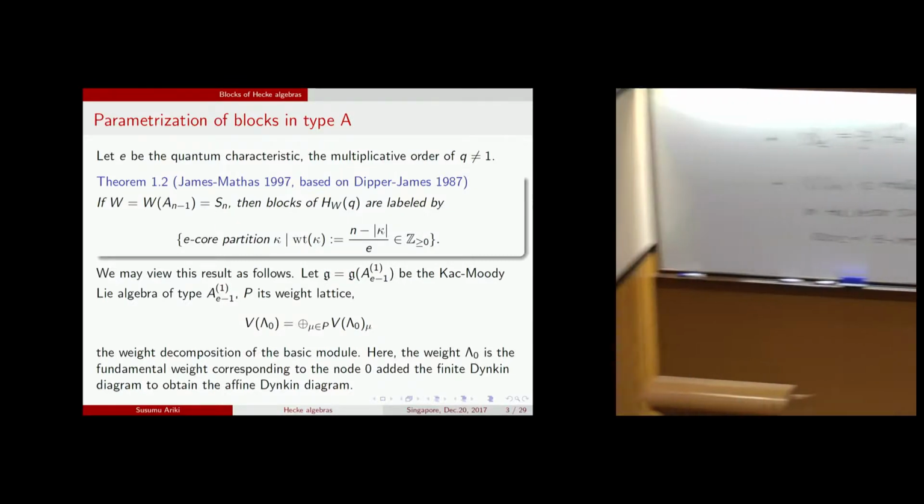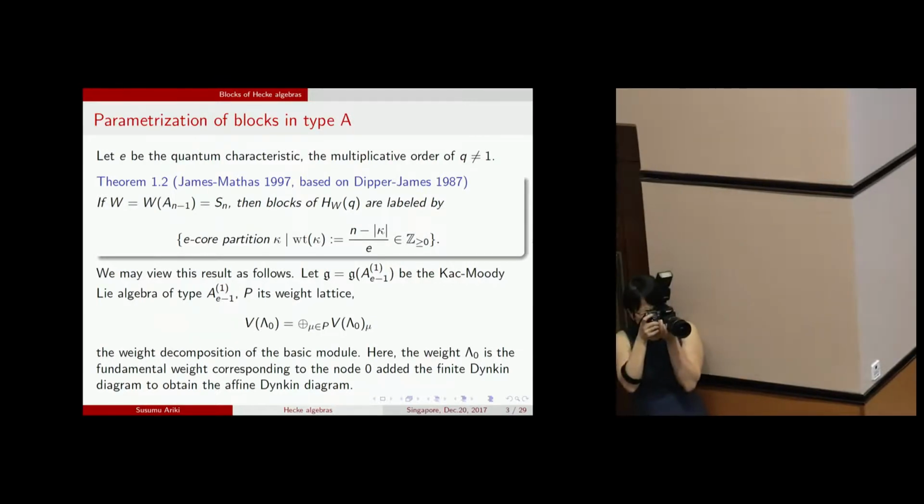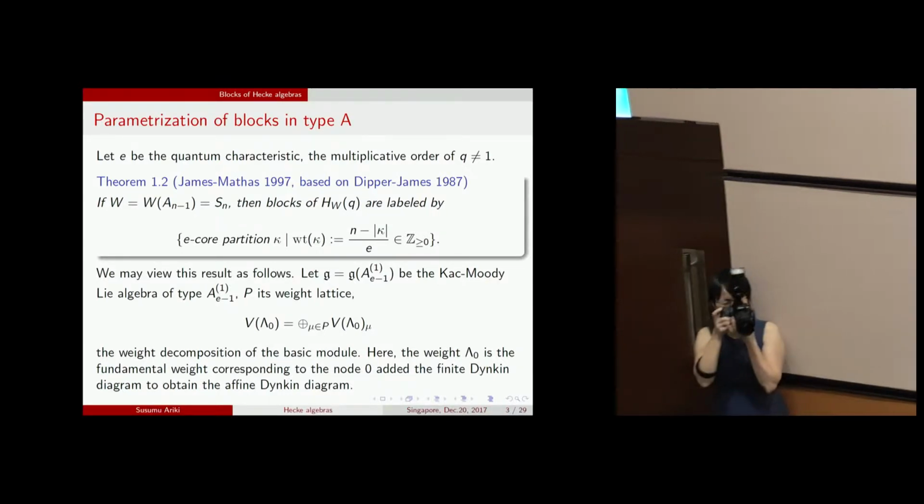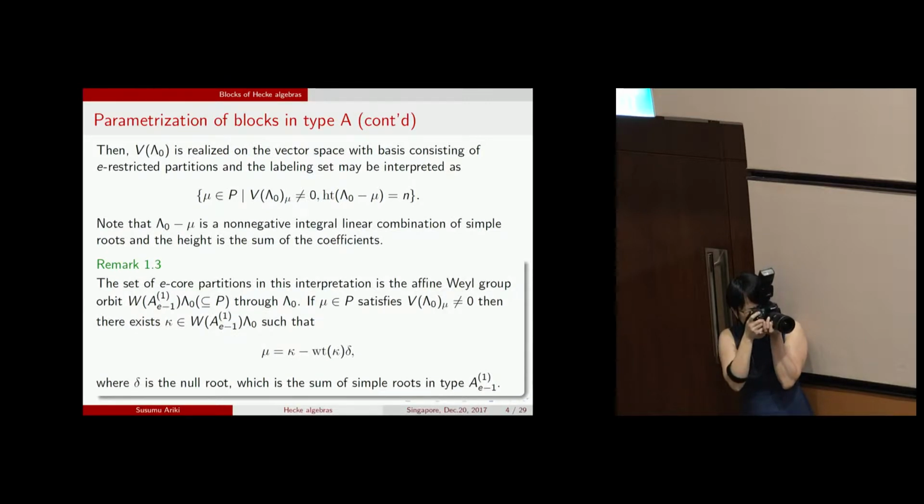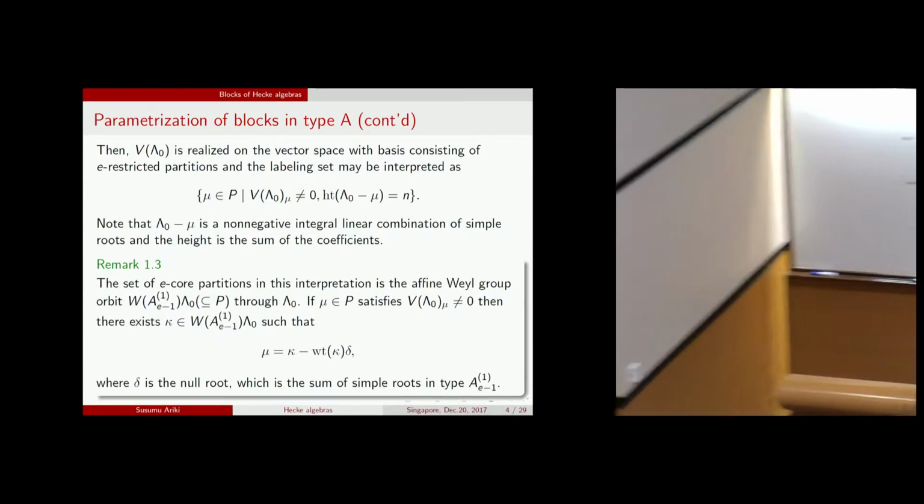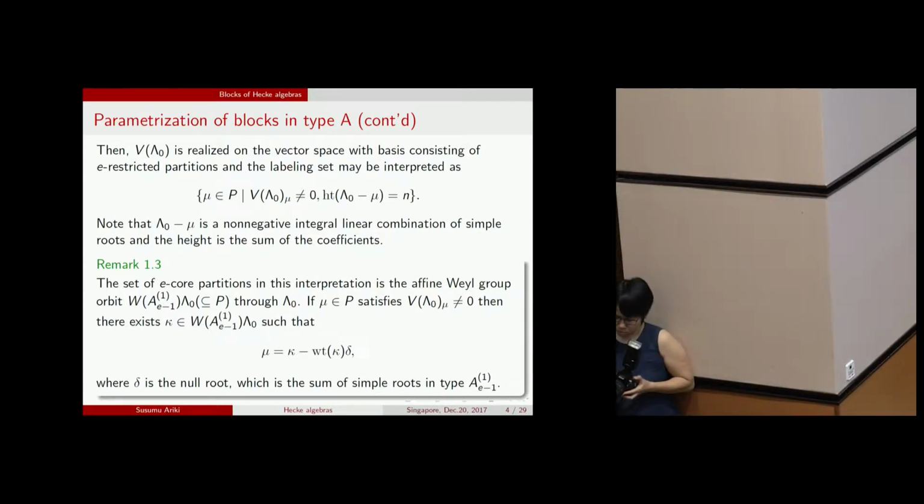Then we consider its weight lattice P, and consider the basic representation V(lambda 0), where 0 is the node added to the finite Dynkin diagram to obtain the affine diagram A_{E-1}^{(1)}, and lambda 0 is the fundamental weight attached to this node. Then we have a weight decomposition like this. V(lambda 0) is realized on the vector space with basis consisting of E-regular partitions, and the labeling set for the blocks may be interpreted as this set of weights.